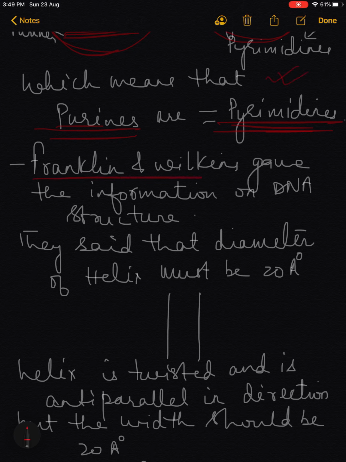Then Franklin and Wilkins gave the information on DNA structure. They talked about the diameter of the helix. Now, children, these are the helices. I have drawn the DNA parallel, otherwise DNA is always in this manner. They said that the width between the helices must be 20 Angstroms. That means both helices will have a distance in between them of almost 20 Angstroms, and it will be fixed, it will not change.